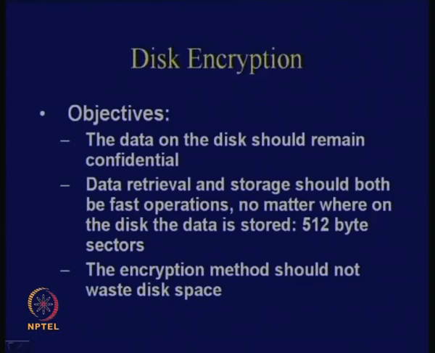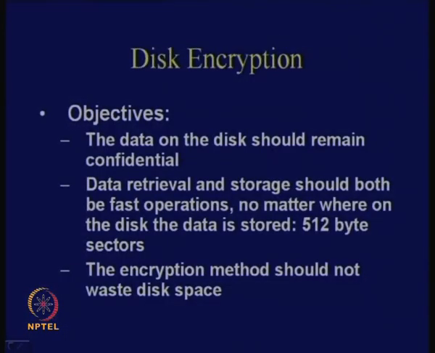In order to do that, we break our disk into something called sectors, and operate upon, say, 512 bytes of data. Immediately you can understand that I would not like to apply ECB mode, because of the reasons that I told you. If I apply CBC mode, for each of these 512 bytes I have to maintain a different value of the IV. Another objective is that the encryption method should not waste disk space. Otherwise the user will be very unhappy.